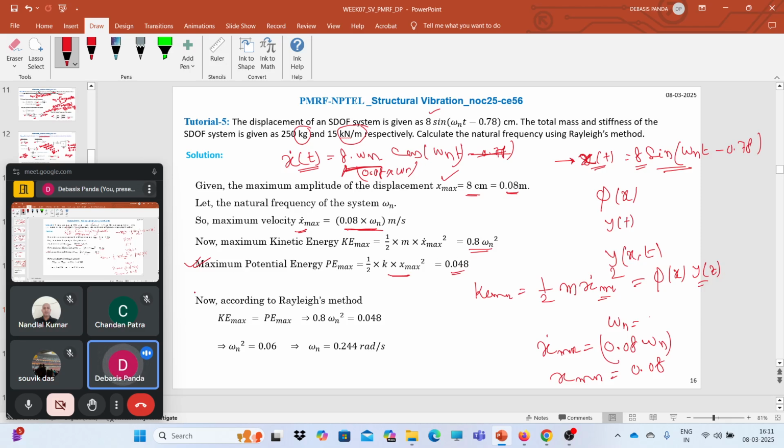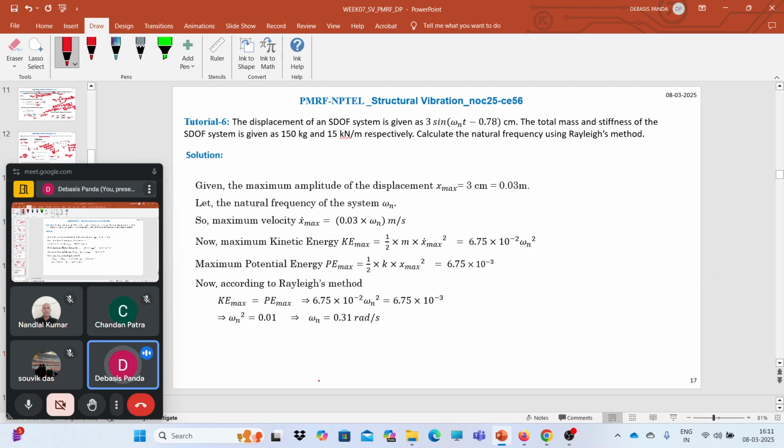Now, as per the Rayleigh method, what we need to do is equate the maximum kinetic energy to the maximum value of the potential energy. Now, if we do the equation and solve it, we will get omega n as 0.244 rad per second. Great. So, this kind of problem may come during your examination, also during your assignments. So, let's see one more example regarding this.